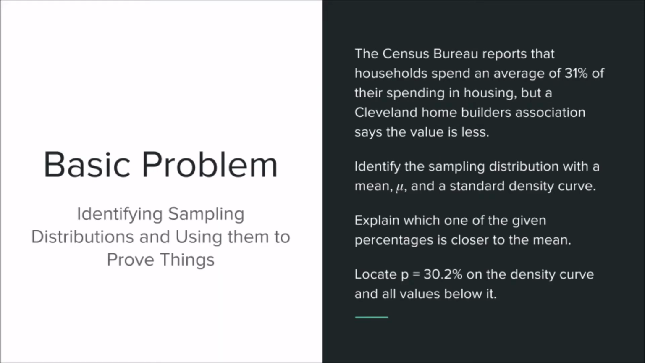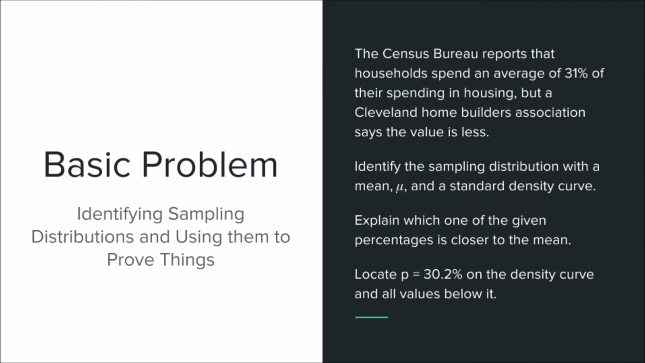For the basic problem, we were tasked with identifying sampling distributions and using them to prove things. The problem states that the Census Bureau reports that households spend an average of 31% of their spending on housing. But a Cleveland Home Builders Association says that value is less than what the Census Bureau said.